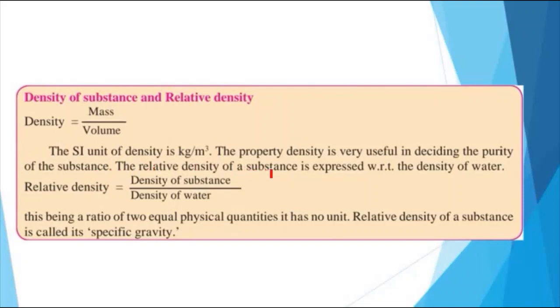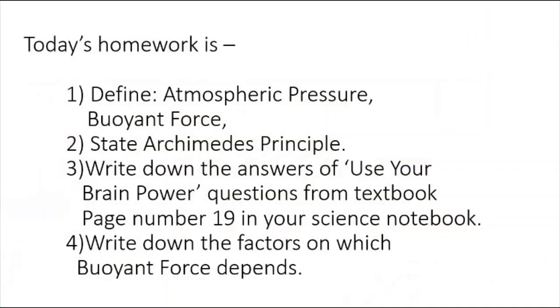The relative density of a substance is expressed with respect to the density of water. Relative density is equal to density of substance upon density of water. Here, relative density being a ratio of two equal physical quantities, it has no unit. Relative density of a substance is called its specific gravity.